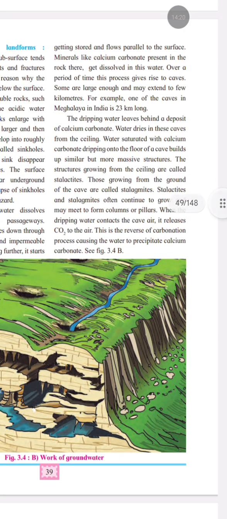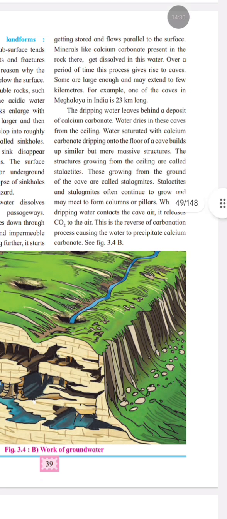Next are stalactites and stalagmites. Now, remember, this is very important. Be careful.